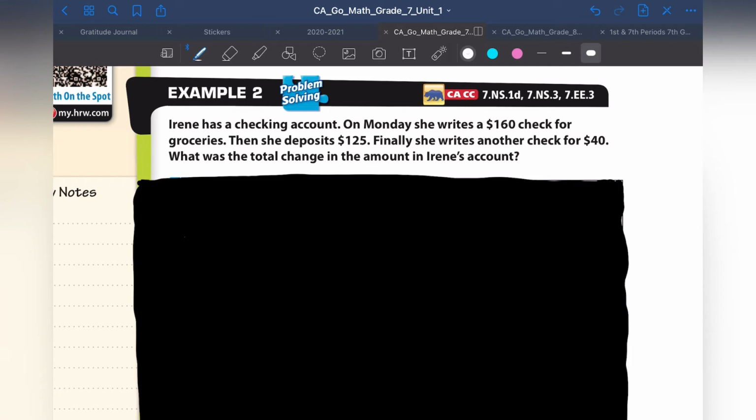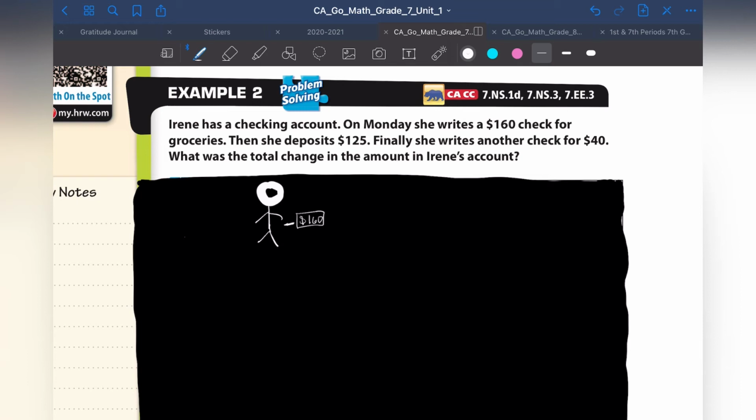Okay, so again, my first step is to create a quick sketch for better understanding of the situation. So I have this lady. Again, sketch means quick sketch. And she writes a check for $160 for groceries. So if she writes a check, that means it's money that she's taking out of her account, so we are going to keep it negative. So it's money going away from her, right?